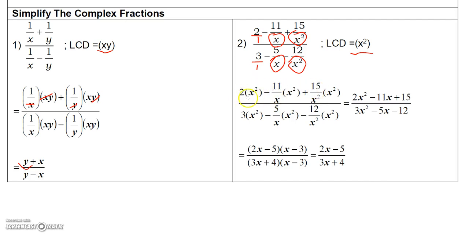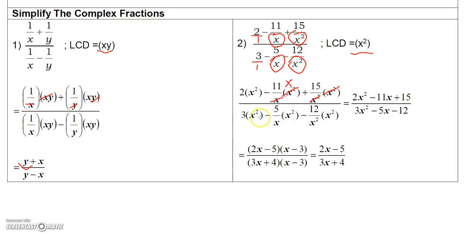And here's why. If you say 2 times x squared, you're going to get 2x squared. But if you multiply 11 over x times x squared, well, the x in the denominator of this fraction will cancel with one of the x's here and just give me 11x. So that's just going to be minus 11x. And then here, 15 over x squared times x squared, the x squared in the numerator cancels with the x squared in the denominator, and I just get 15.